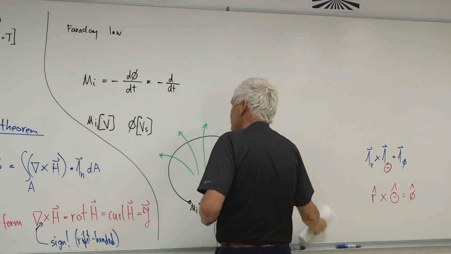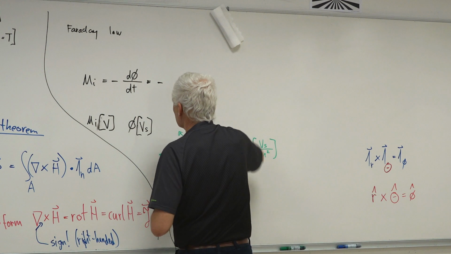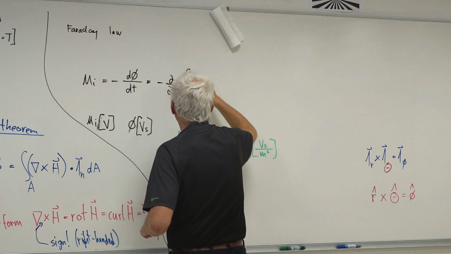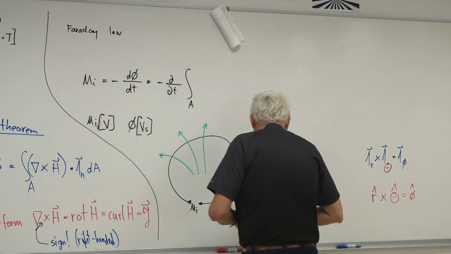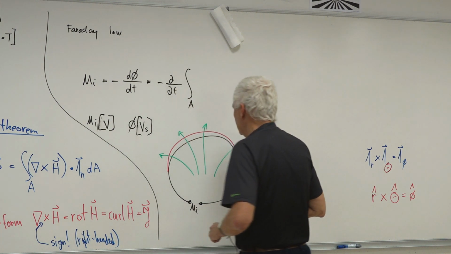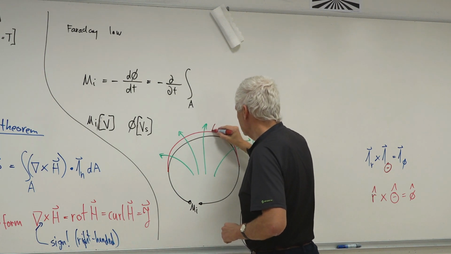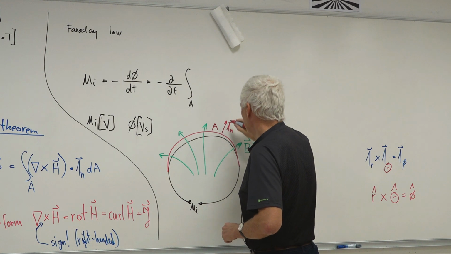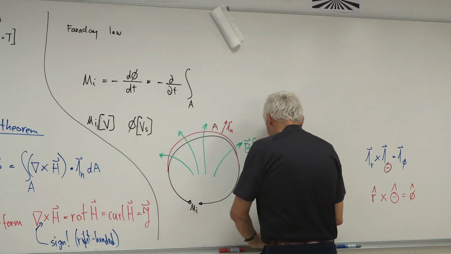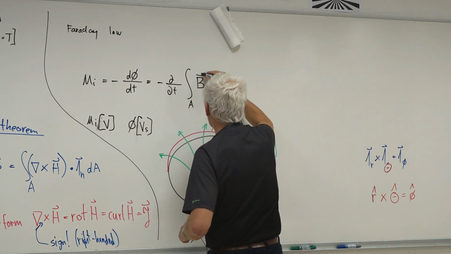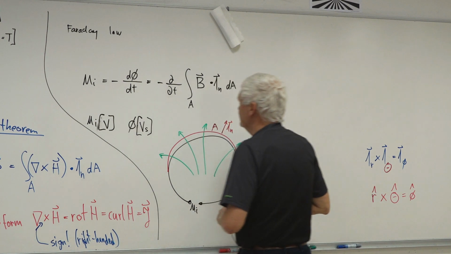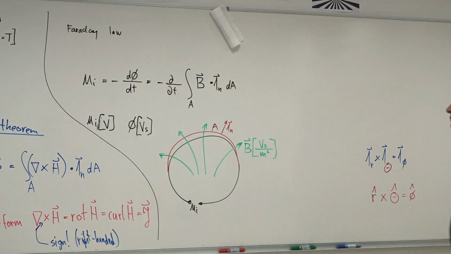Maybe because I have other coordinates, I should write partial derivatives now. So minus partial derivative over time of the integral over surface A. Here I have a surface A that's defined by this loop. This is surface A that has a normal, unit vector n, of magnetic flux density B times a normal dA. This is the general Faraday law.